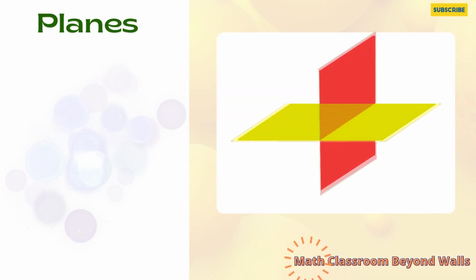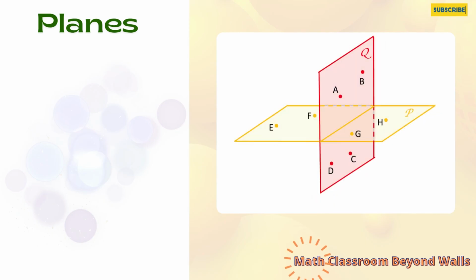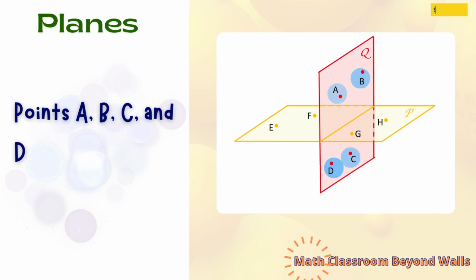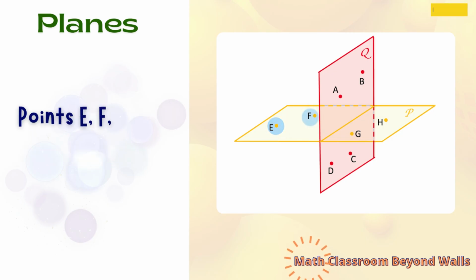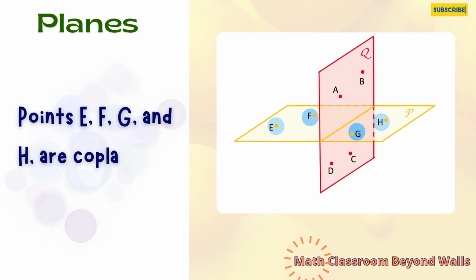Now, when several planes intersect, each plane has its own set of points. On our diagram, points A, B, C, and D are on plane Q, while points E, F, G, and H are on plane P. Points A, B, C, and D are coplanar, for they are all on the same plane, plane Q. Likewise, points E, F, G, and H are coplanar, for they are all on plane P.